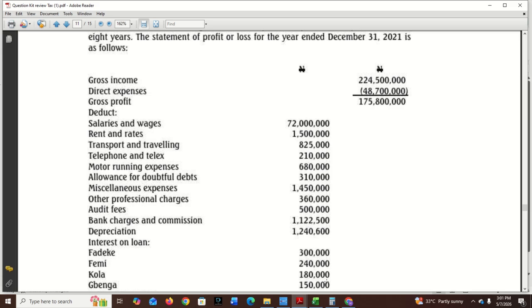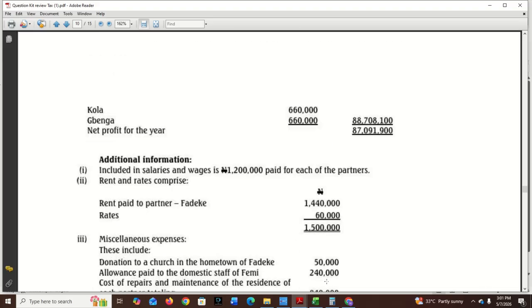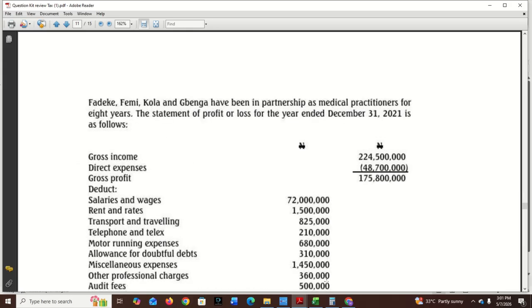So what did it tell us about rent and rate? Rent includes rent paid to partner, which is Fadike, and rate of 60,000. At this point, the rent and rate will be allowed. Even though it was paid to a partner, we'll use this in computing the partner's income tax, but because it's still a business expense, it's an allowable expense.